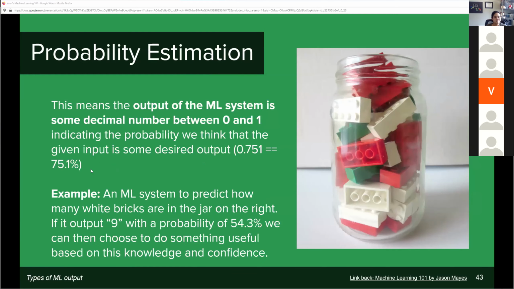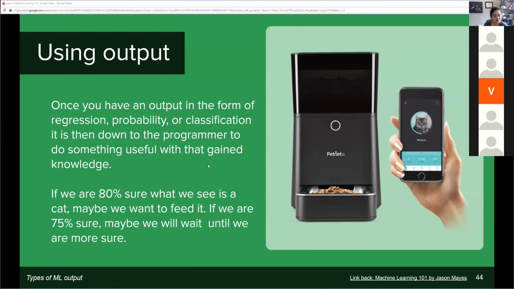And a probability estimation. This means that the output of the machine learning system is some decimal number between 0 and 1. So probability estimation, it's like that previous example I talked about at the start of class where I said those words, ma, and ma, right? What's the probability that it's ma, or what's the probability that it's ma? So there's different outputs essentially.